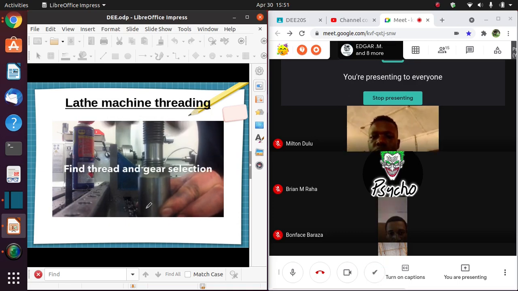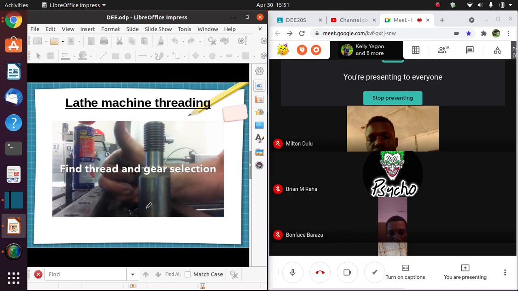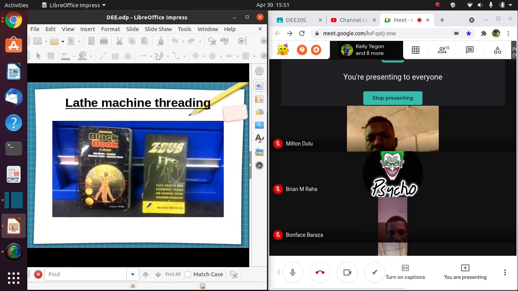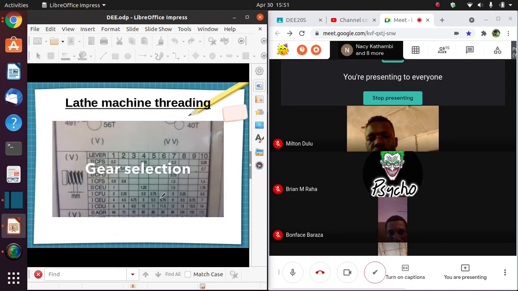Now these are external threads because they are on the outside of your metal. Yeah? Kuna zile ambazo unatengeneza ndani ya chuma yako. Now what you are going to see first is external threads. How do you make them? Now from those terms ambazo nili mention, kuna hizi pitch and the like.